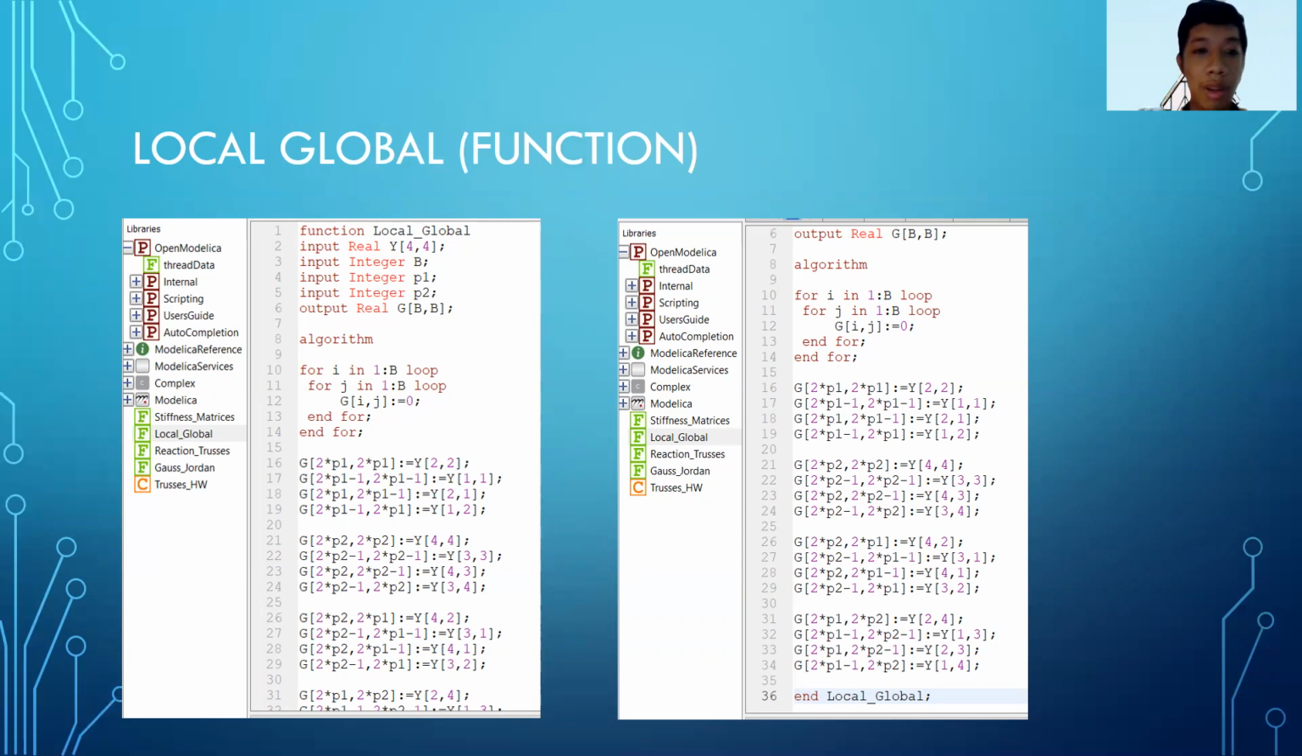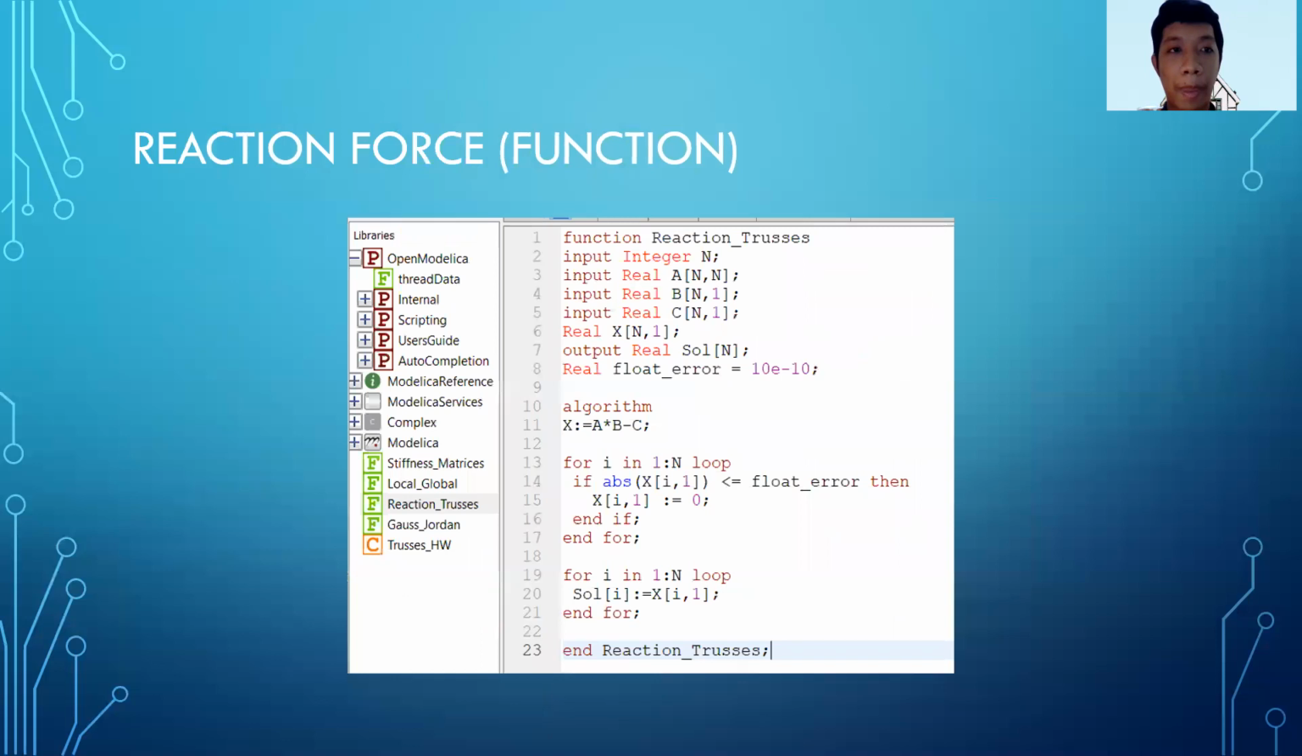And now we can type the global for every beam. We can see in the G, for example, G 2 multiplied by pi and 2 multiplied by P1, and the location or the matrix of Y 2 by 2 square. We can use another local global. So we can move to reaction force.